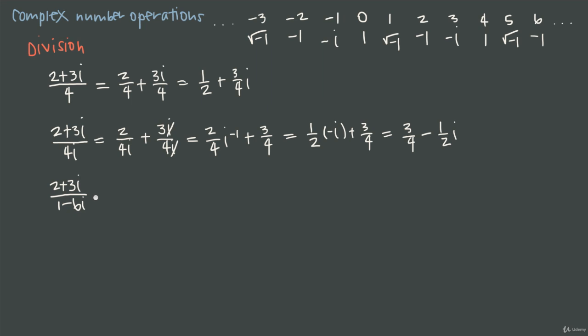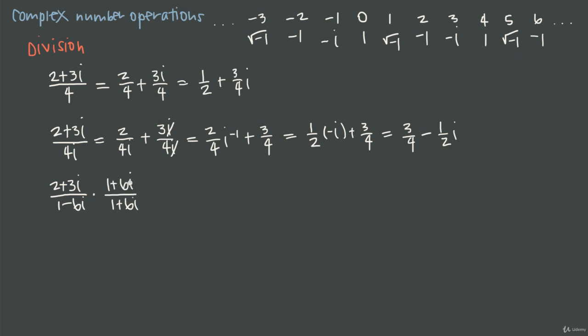So what we want to do to divide this complex number by the one in the denominator is actually multiply this fraction by what we call the complex conjugate of the denominator. In this case, that's 1 plus 6i, and so we want to multiply both the numerator and the denominator by 1 plus 6i. So how did we get 1 plus 6i?